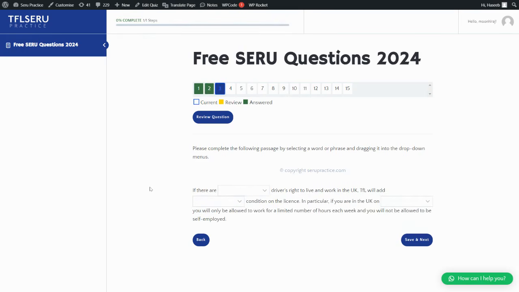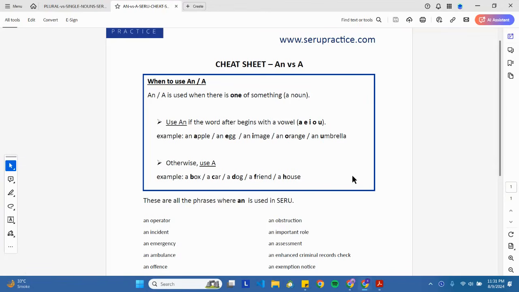Next, we have another fill in the blank example question. If there are restrictions on a, or restrictions on an. So basically, this example question tests your ability to recognize the difference between the use of an and a. We know that in the English language, we have 5 alphabets known as vowels: A, E, I, O, U.